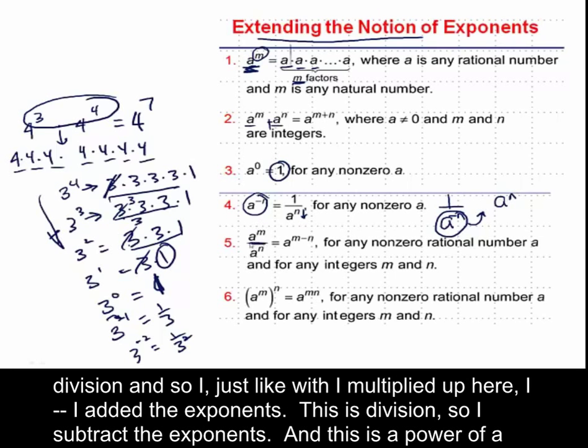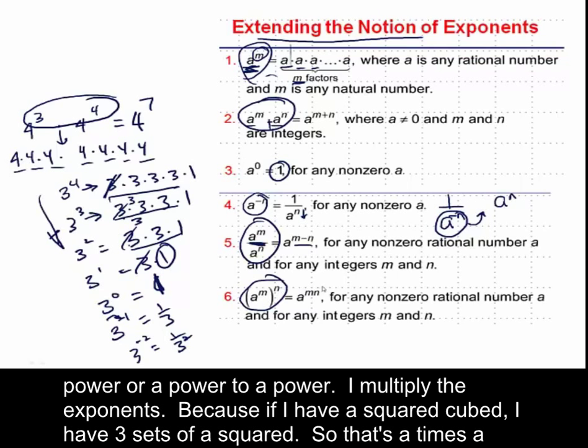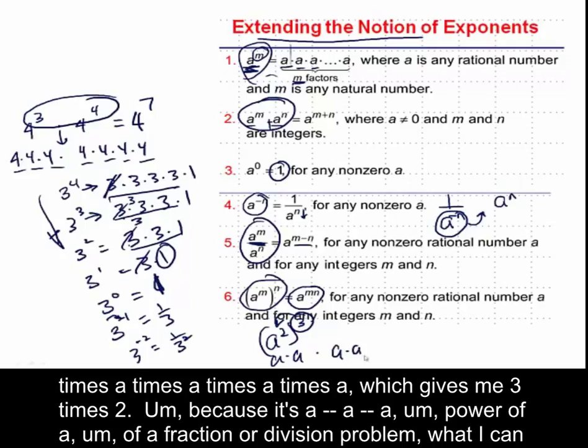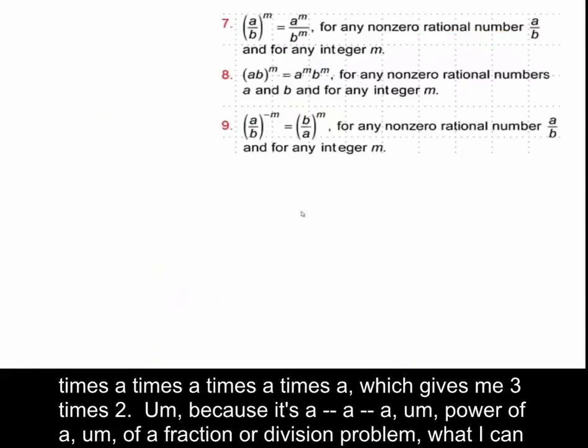This is a division, and just like when I multiplied up here I added the exponents, this is division, so I subtract the exponents. And this is a power of a power. I multiply the exponents, because if I have a squared cubed, I have 3 sets of a squared. So that's a times a times a times a times a times a, which gives me 3 times 2.